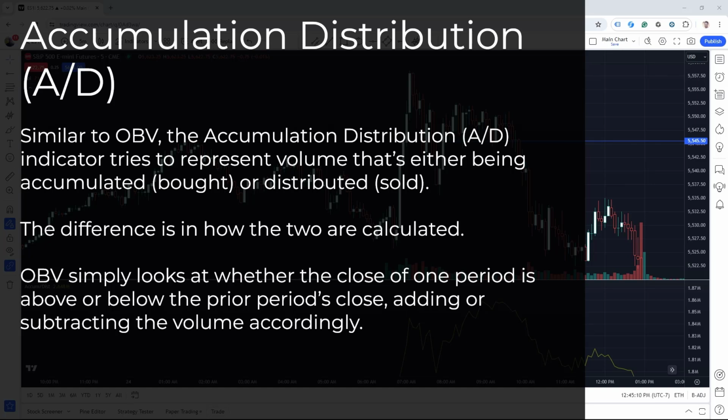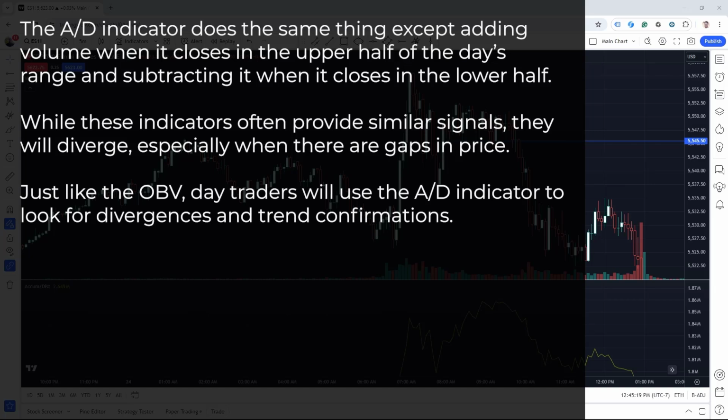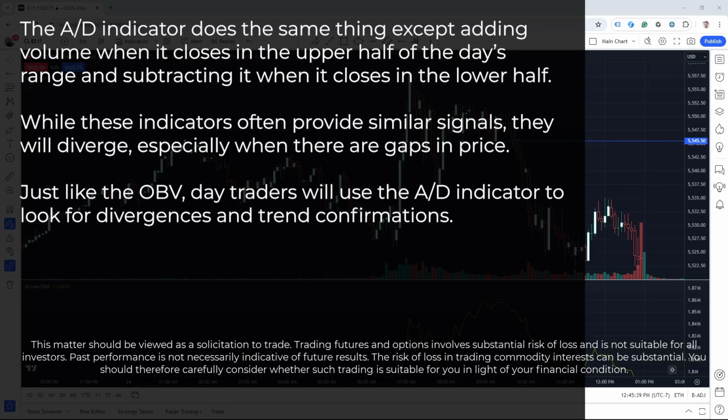OBV simply looks at whether the close of one period is above or below the prior period's close, adding or subtracting the volume accordingly. The AD indicator does the same thing except adding volume when it closes in the upper half of the day's range and subtracting it when it closes in the lower half. While these indicators often provide similar signals, they will diverge, especially when there are price gaps. Just like the OBV, day traders will use the AD indicator to look for divergences and trend confirmations.